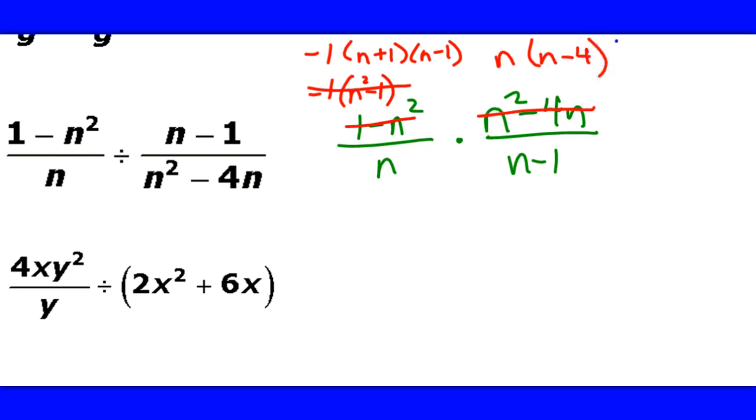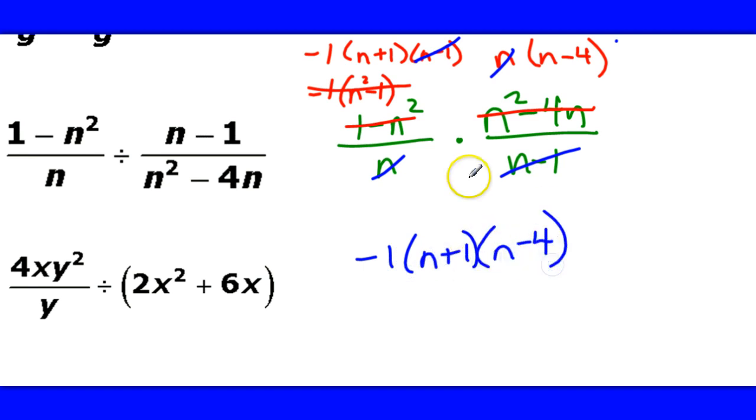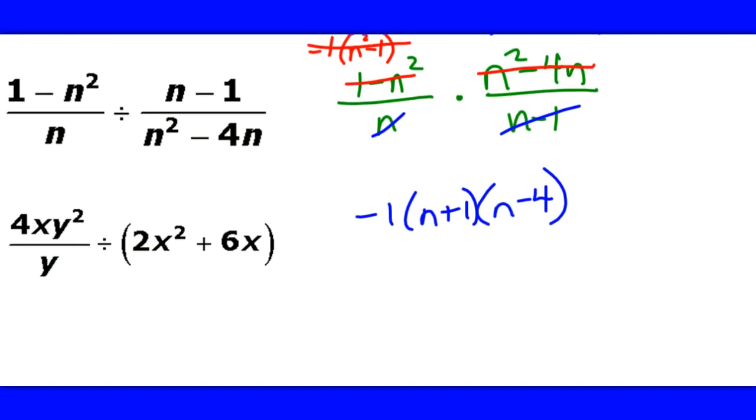All right, now what can cancel out? An n minus 1 cancels with an n minus 1. The n cancels with an n. What am I left with? Negative 1, n plus 1 times n minus 4. Everything is canceled out on the bottom, which makes that a 1. You don't have to write that down. Okay? That would be that one.